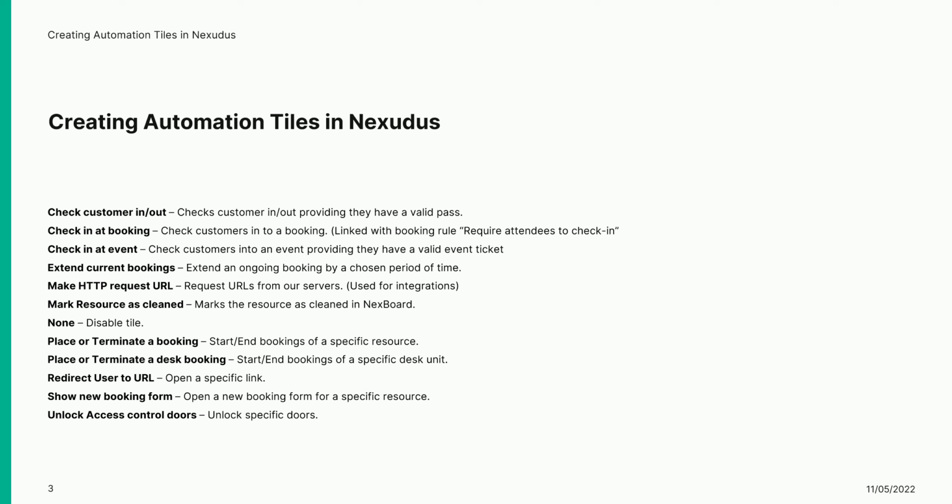None. This action can simply be used to deactivate a tile. If you did not want to take a tile down, but for whatever reason you needed to disable it temporarily, you would just change the action to none.